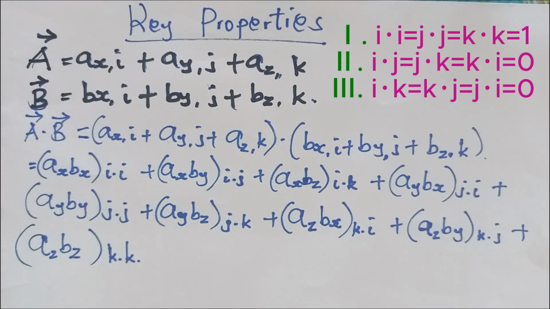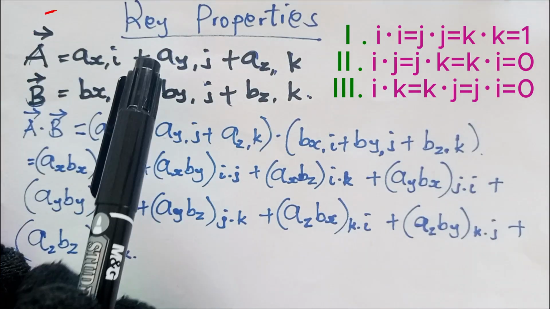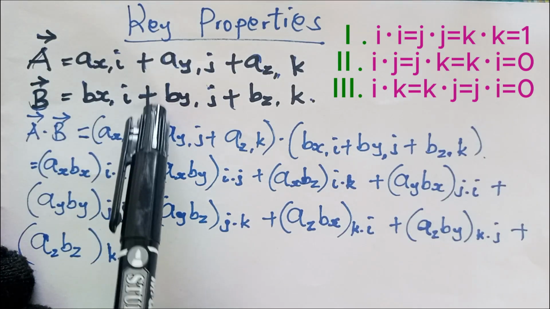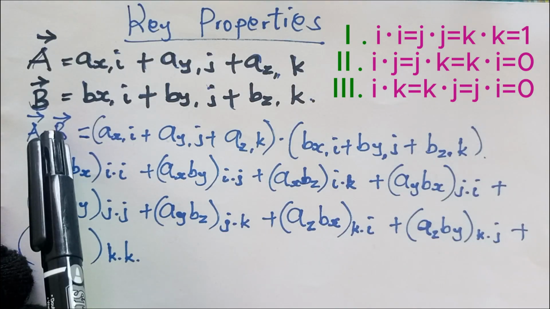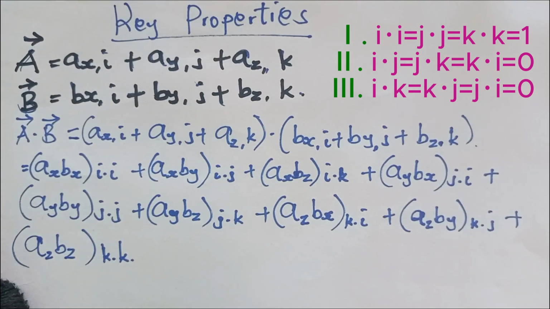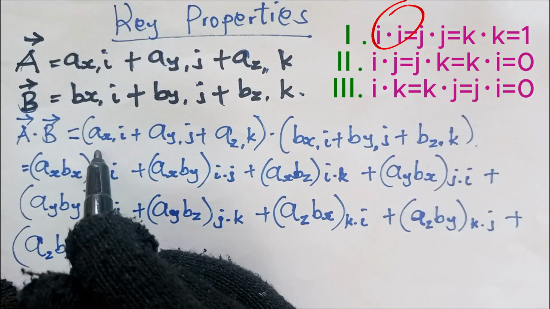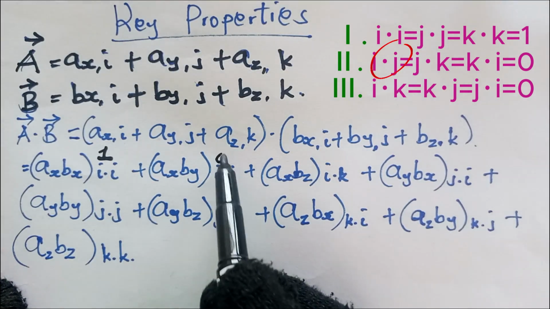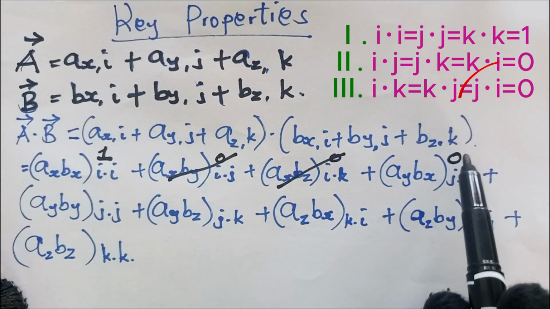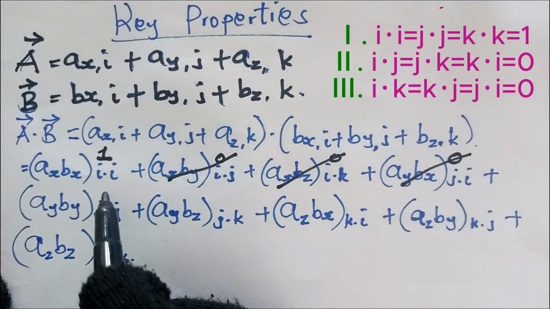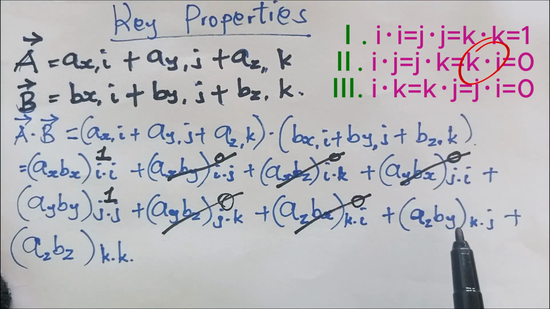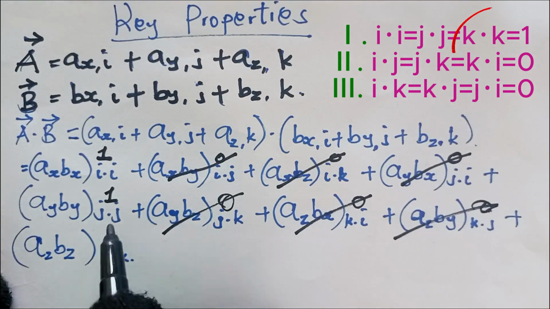So if you're given the vector A is equal to AX i plus AY j plus AZ k, and a vector B equal to BX i plus BY j plus BZ k, then A dot B. So applying those key properties, you will notice that where we have I times I is substituted with 1, I times J with 0, I times K is 0, J times I is 0, J times J is 1, J times K is 0, K times I is 0, K times J is 0, and K times K is 1.